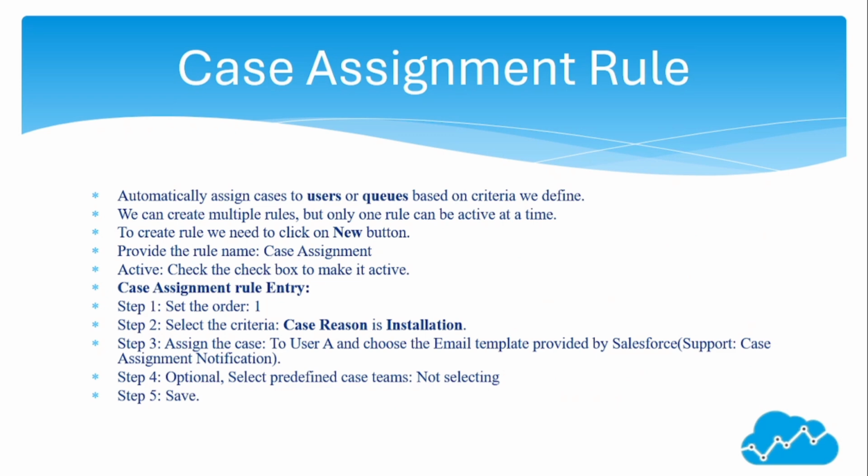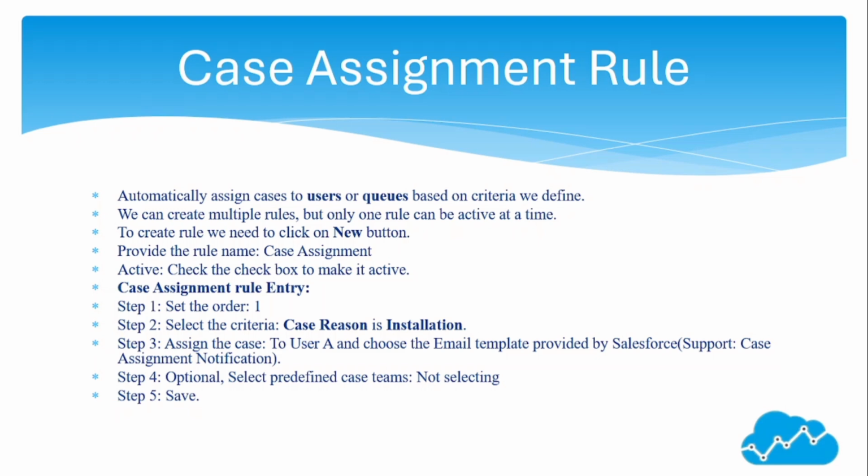Case assignment rule automatically assigns cases to users or queues based on criteria we define. We can create multiple rules, but only one rule can be active at a time. So to create a rule, we need to click on the new button and provide the rule name. Here we are taking case assignment. Active, check the checkbox to make it active.